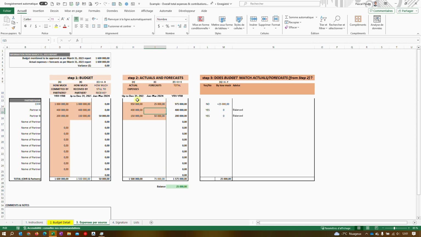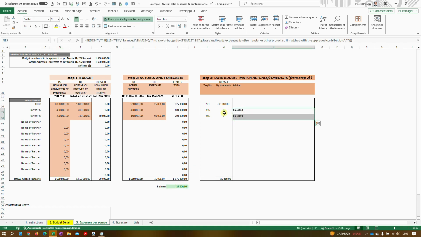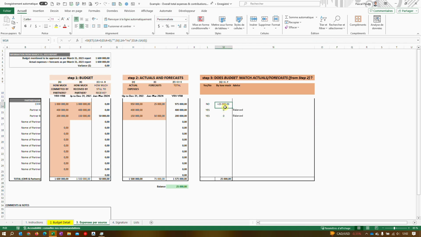That way, when we do the total of the actual expenses plus the forecast, it gives us the total amount, and therefore we can see that we would have a balance of $25,000 compared to what was committed by the different partners. So in those cases, we can consider that those two here are balanced, and that one will still have $25,000 that you could discuss with Christine Marcotte about. Will you be able to spend that? Will you send that back to the central or something like this?